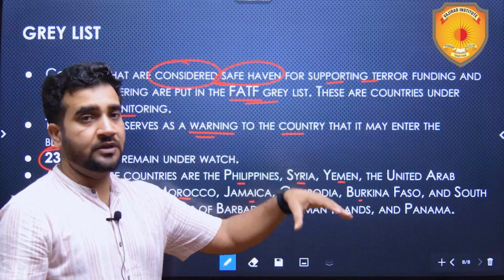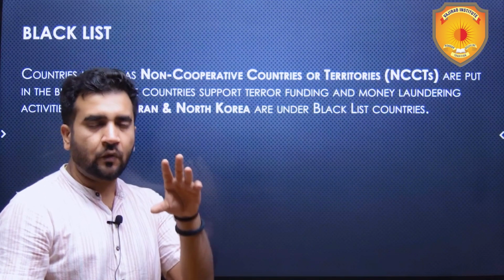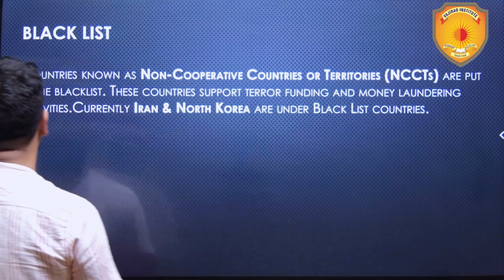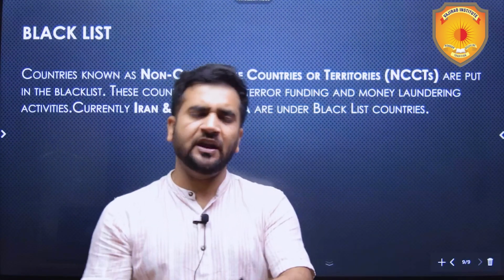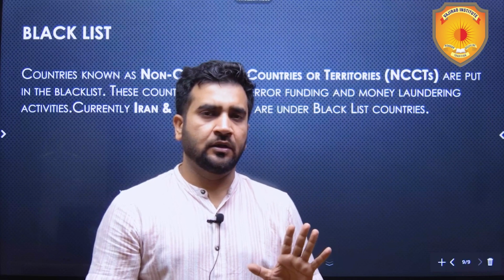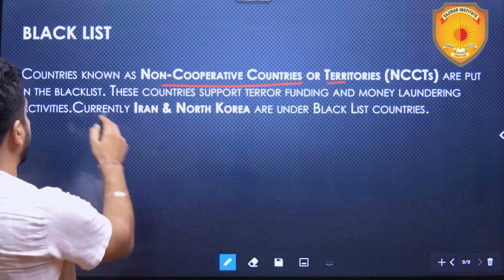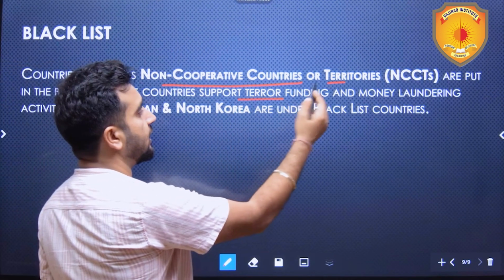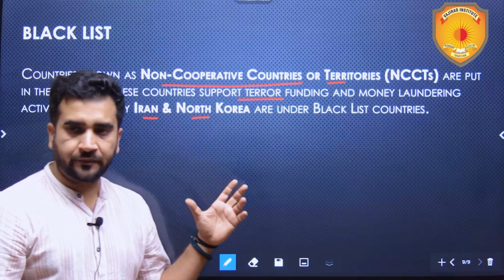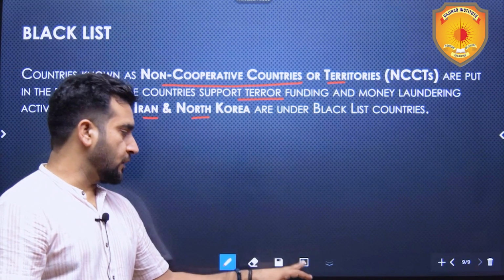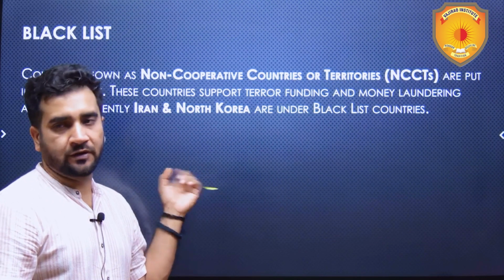Pakistan was here, now it is removed last year in October 2022. What is blacklist? Blacklist are basically countries where it is proven that some illicit activity is happening and the government is also involved in that. So these are called non-cooperative countries or territories, NCCTs. They are put in the blacklist. These countries support terror funding and money laundering. Currently, Iran and North Korea are under blacklist countries. So this is clear about them, that they are blacklisted. It has been proven.